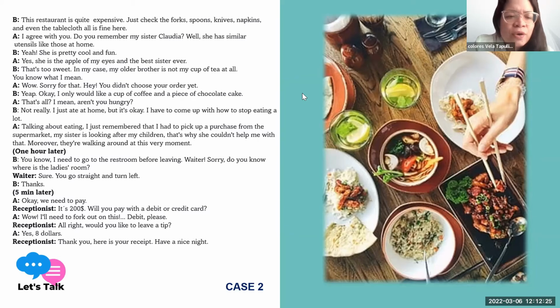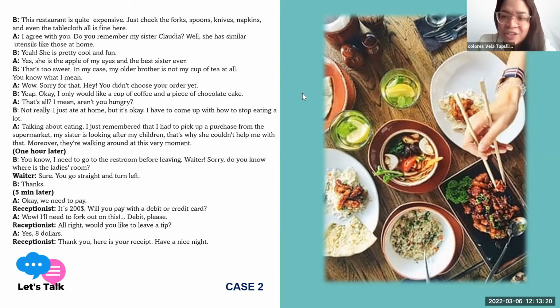You know, I need to go to the restroom before leaving. Waiter, sorry, do you know where is the ladies' room? Sure, you go straight and turn left. Thanks. Okay, we need to pay. It's $200. Will you pay with a debit or a credit card? Whoa, I'll need to fork out on this. Debit, please. All right, would you like to leave a tip? Yes, $8. Thank you. Here is your receipt. Have a nice night.